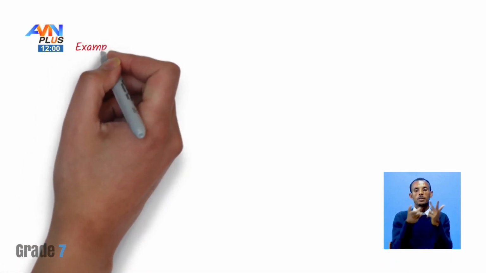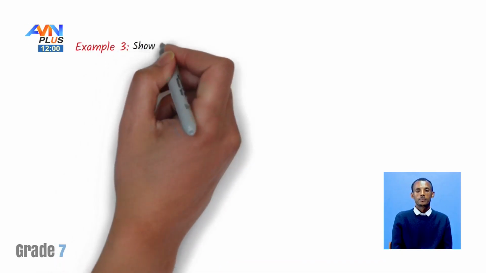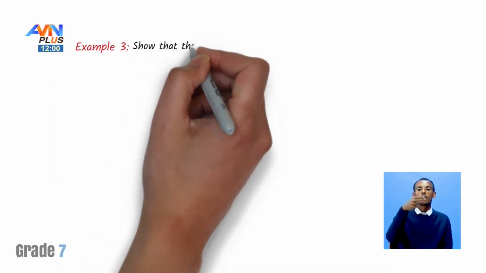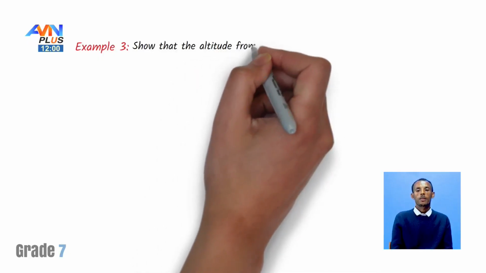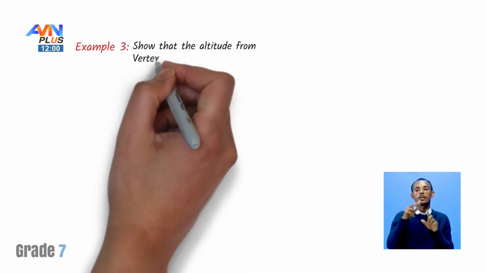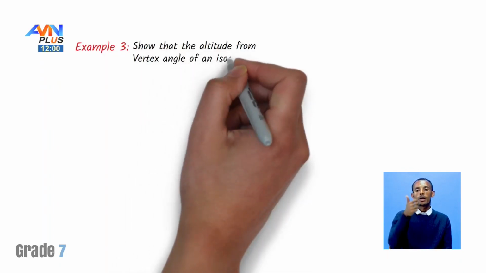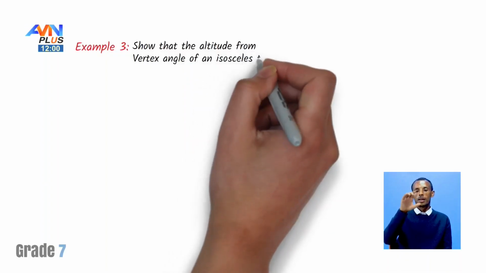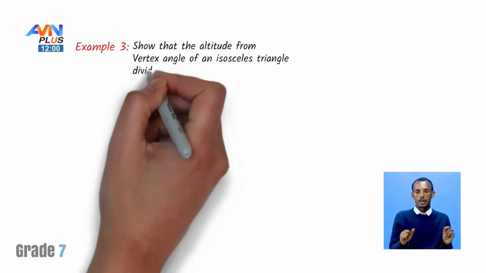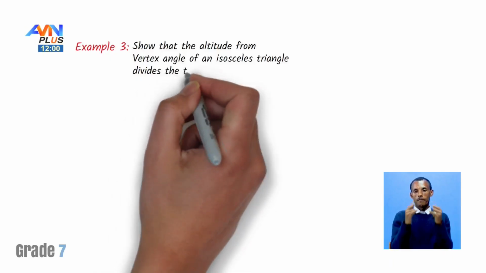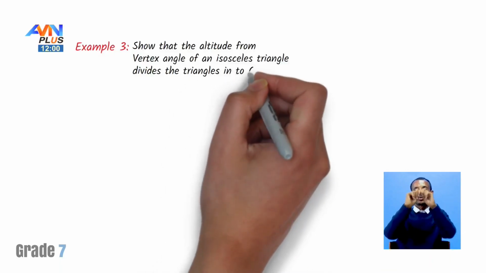Example 3. Show that the altitude from the vertex angle of an isosceles triangle divides the triangle into two congruent triangles.